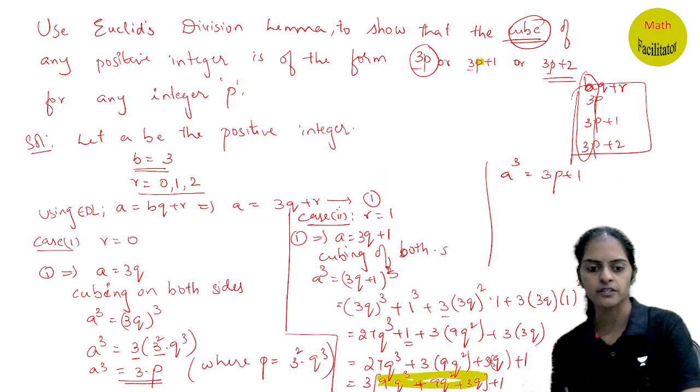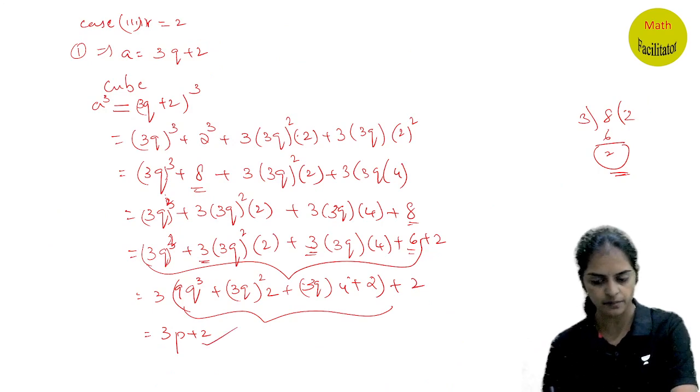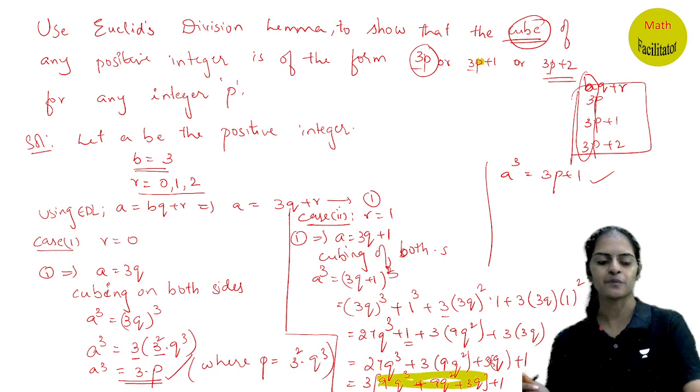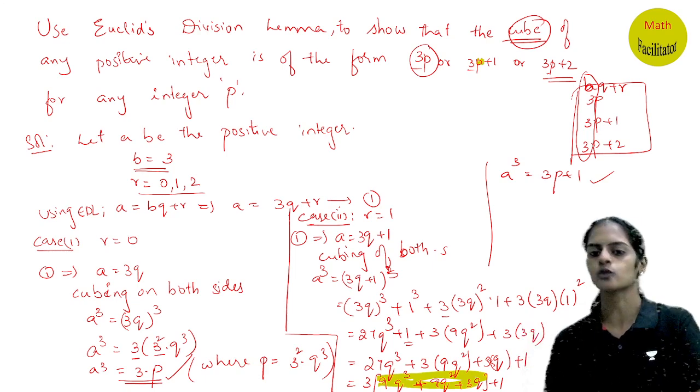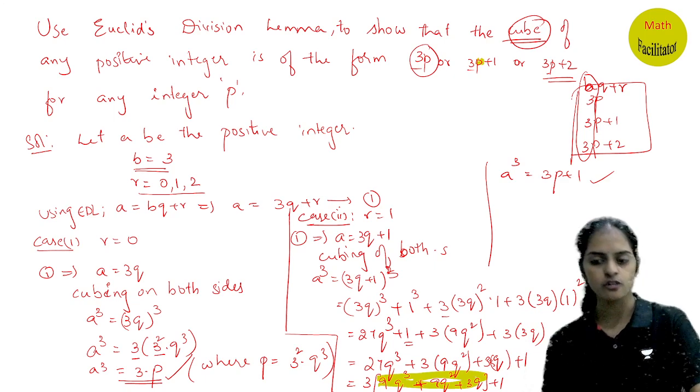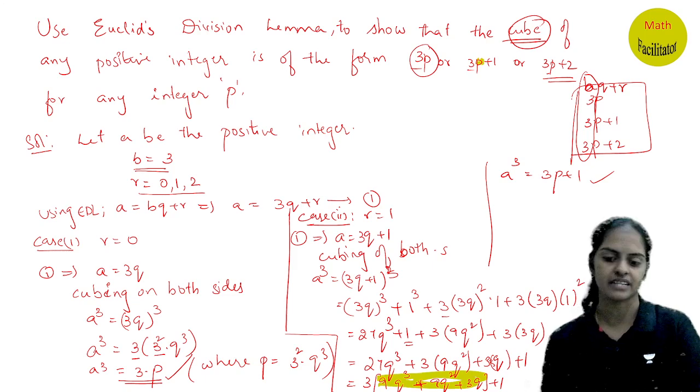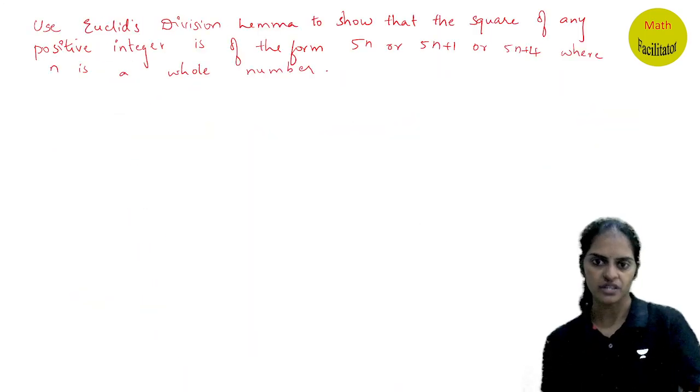So see here. The cube of a number you got as 3p in the first case. In the second case you got 3p plus 1. In the third case you got 3p plus 2. So that's how we prove it. Isn't it easy? You just have to understand how to do it. I hardly used the a plus b whole cube formula here, nothing else. So let's see one more question.